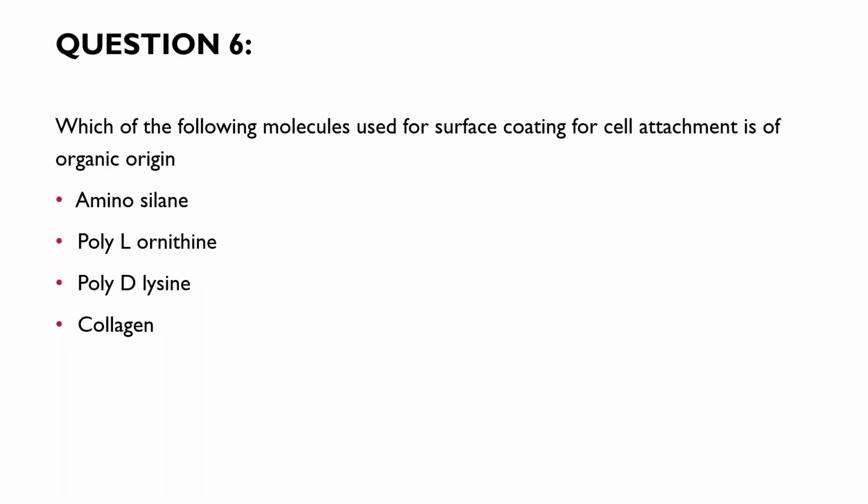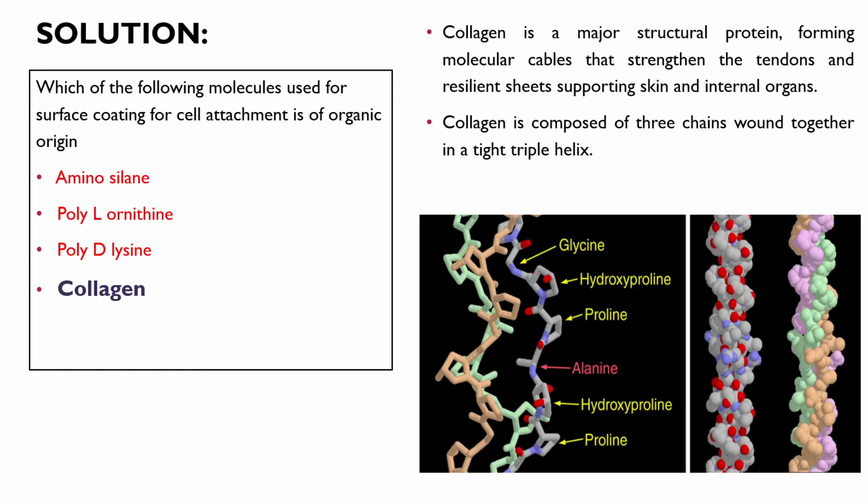Now let's find out the right answer. So collagen is the right option. Collagen is one of the structural proteins which is found in the extracellular matrix of cells. Extracellular matrix refers to the external environment that surrounds the cells. Collagen is often used to coat the surface of the tissue culture plate, apart from poly-L-lysine.